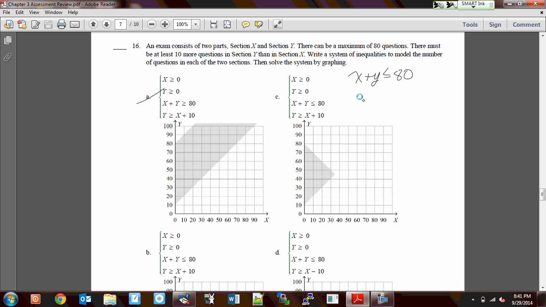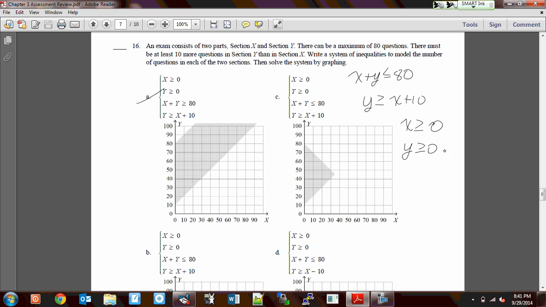There must be at least 10 more questions in section Y than in section X. So that means that Y is greater than or equal to X plus 10, because Y has to be at least 10 more than X. All right, so that one's good, that one's good, and that one's good. So we still have 3. And then of course, we can't have a negative amount of questions in any of the sections. So we have to throw these 2 in as well.